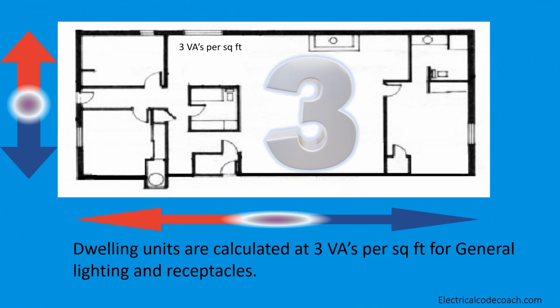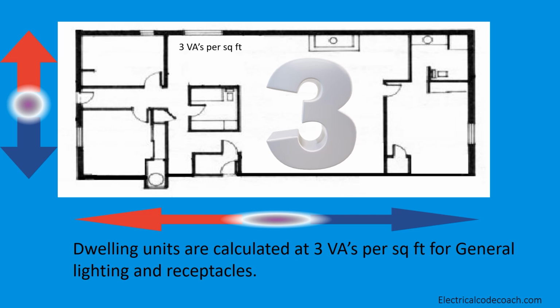All right, so dwelling units are calculated at 3 VAs per square foot for general lighting and receptacle. Now, this is just talking about your general lighting and receptacle circuit, and it's talking about your total that you're going to calculate for your load calculation. Remember, ultimately, we're leading up to a whole house load calculation, trying to size the service, the overcurrent protection, and the wire. But first, we have to come up with what is the demand on this structure.